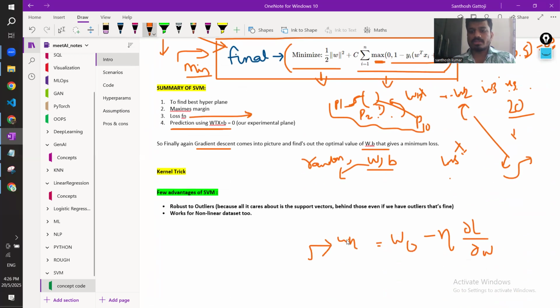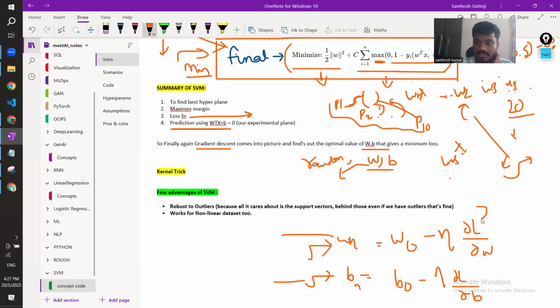So our aim is to do this, and for B also you will have B's old value minus learning rate into ∂L by ∂B. Correct. So we just want this. If you have this, the gradient descent will directly give you, after some experimentation, the best values of W and B such that this loss function is minimum.